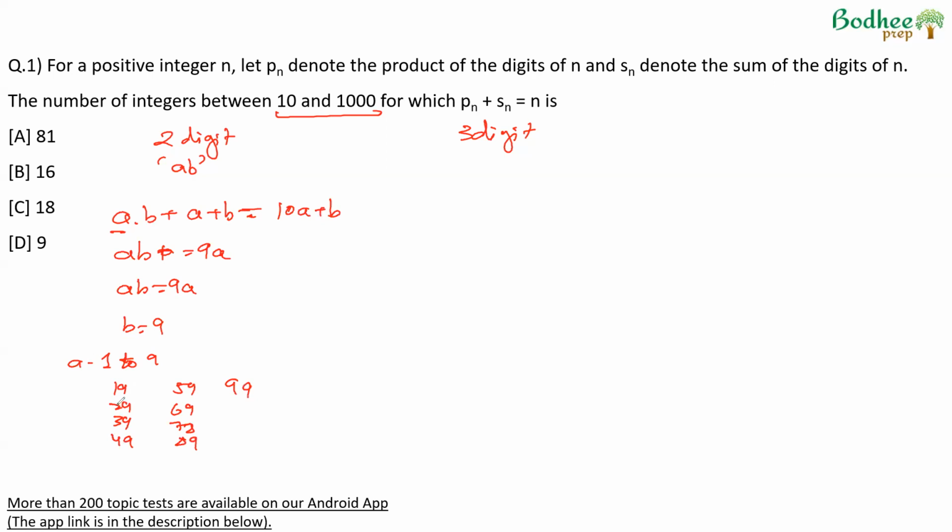For example, 29. 2 into 9 is 18. 18 plus 2 plus 9 is 11. 11 plus 18 is 29. So these are the 9 numbers, 2-digit numbers, that will satisfy the condition.